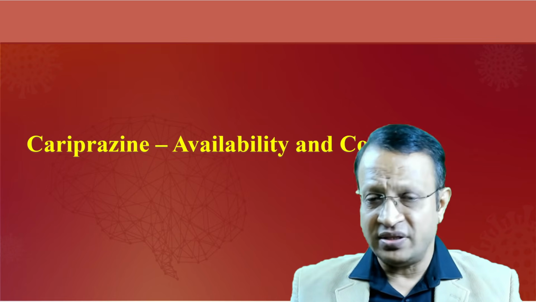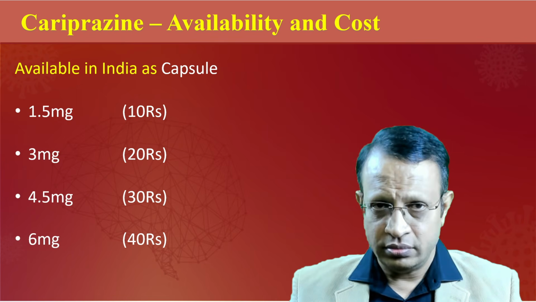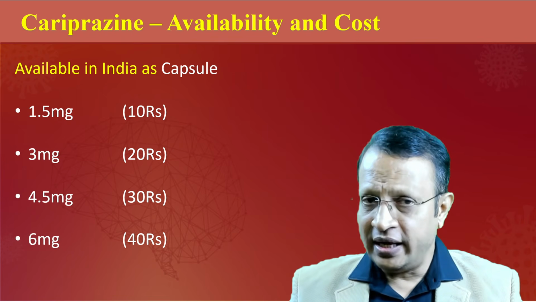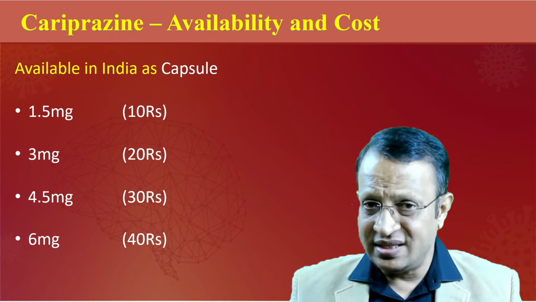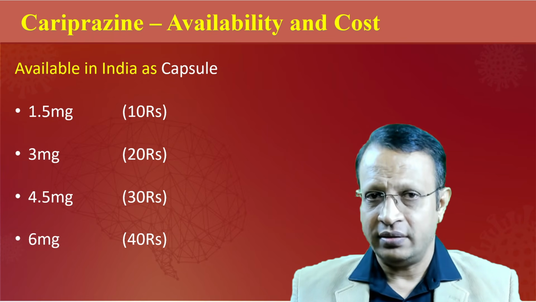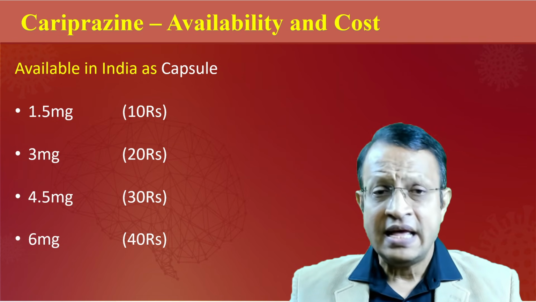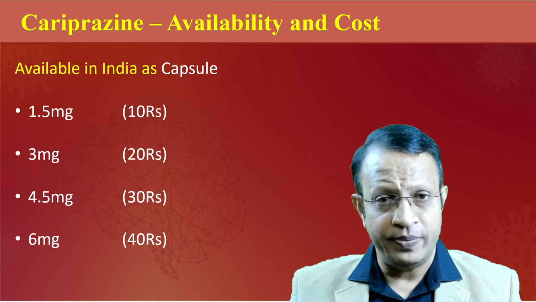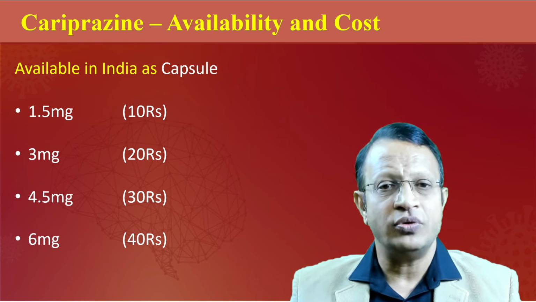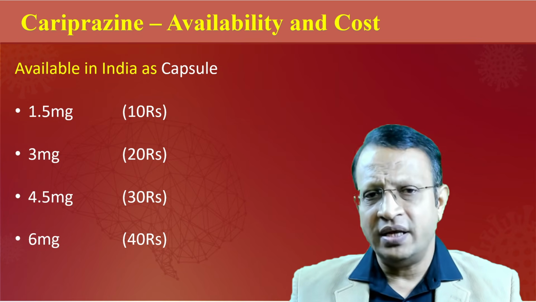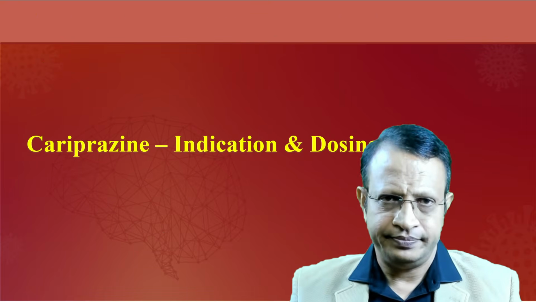Now let's look into the cariprazine availability in India and cost. Cariprazine is available as a capsule, as 1.5 milligram, 3 milligram, 4.5, 6 milligram. So the maximum dosage is 6 milligram. The approximate cost of 1.5 milligram is 10 rupees. 3 milligram one capsule, 20 rupees. 4.5 milligram capsule is 30 rupees and 6 mg capsule is 40 rupees, my dear friend. This is available as capsule. All these denominations are available in India.